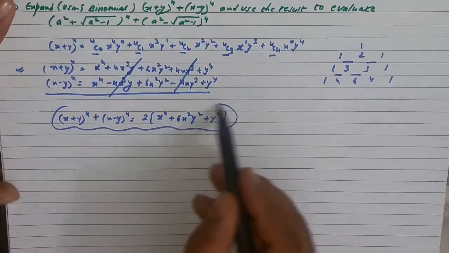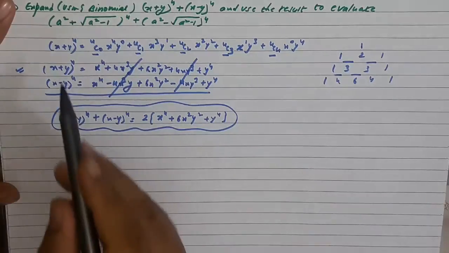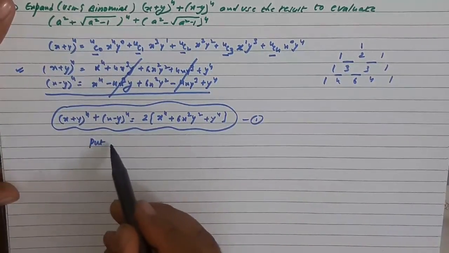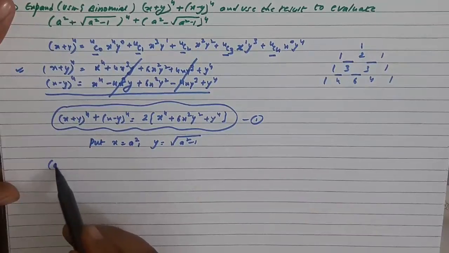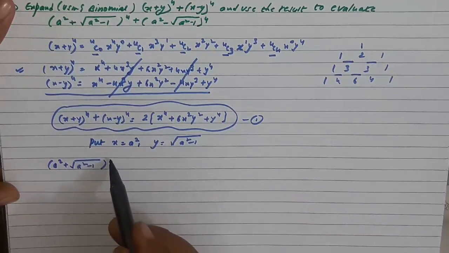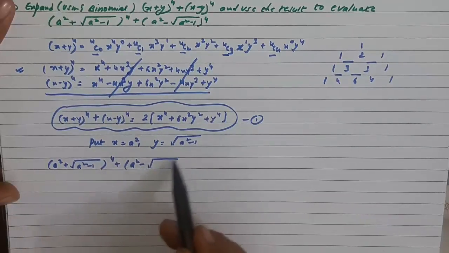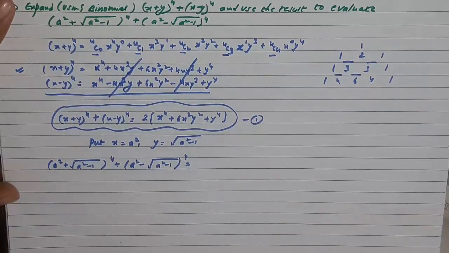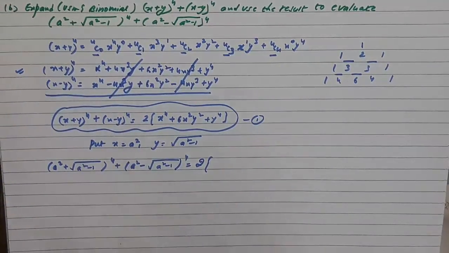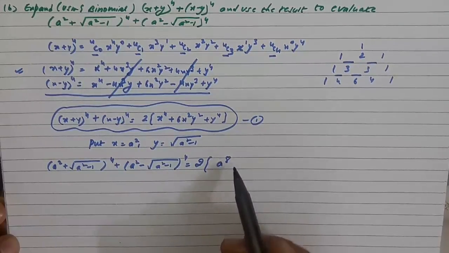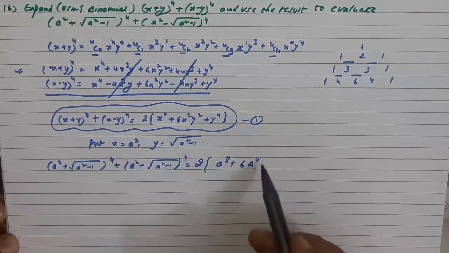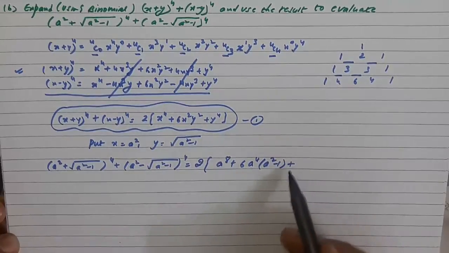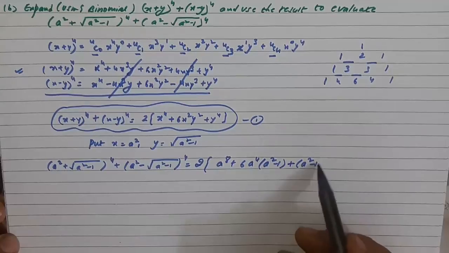So this is your first part. We had to find the value of this expression. Now we want this. So in this expression, equation 1, put x equal to a square and y equal to root of (a square minus 1). So we have (a square plus root of (a square minus 1)) whole power 4 plus (a square minus root of (a square minus 1)) whole raised to power 4 equal to twice of x raised to power 4, means this raised to power 4. So a square raised to power 4 will give a 8, right, by this value plus 6 x square, means its square. So a raised to power 4 and square of this (a square minus 1), and y4 means this raised to power 4, so its square will give (a square minus 1) whole square.